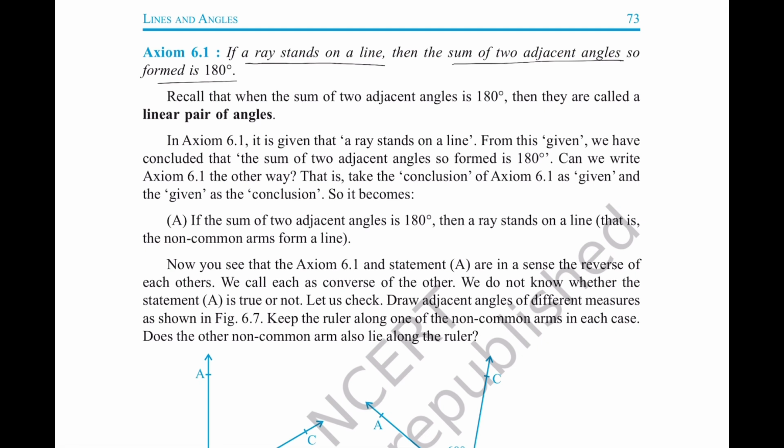That's all for this lecture. We will discuss more about lines and angles in the further lectures. In the next lecture, we will discuss axioms and theorems related to these concepts.